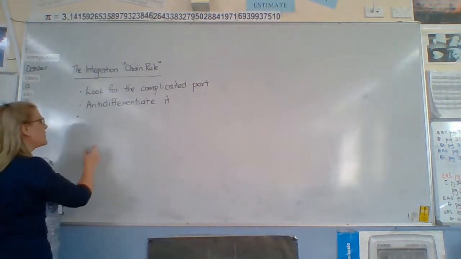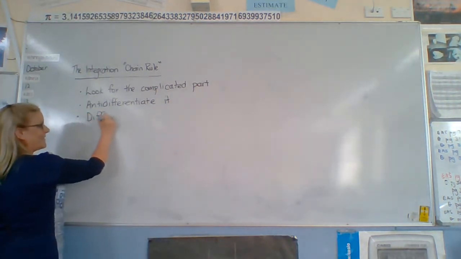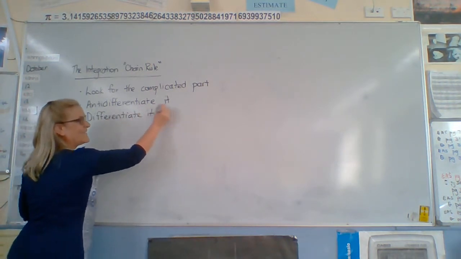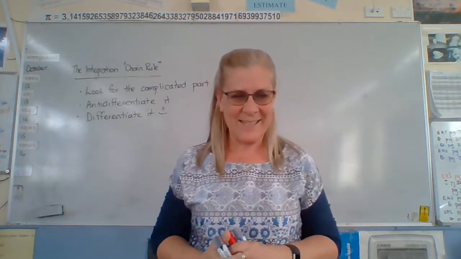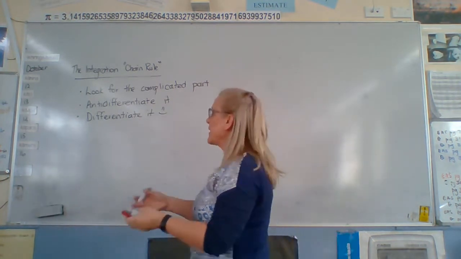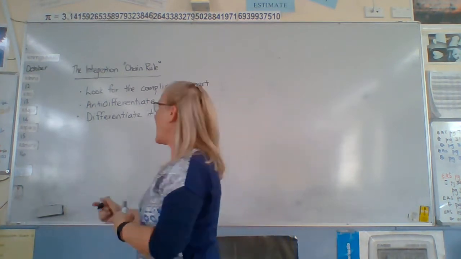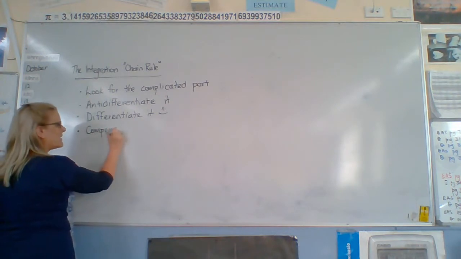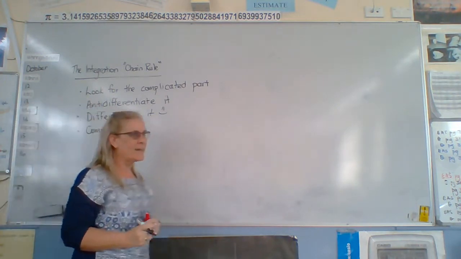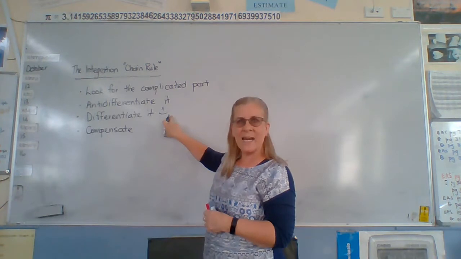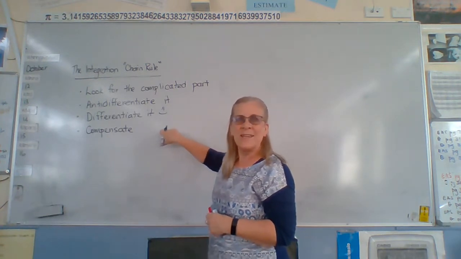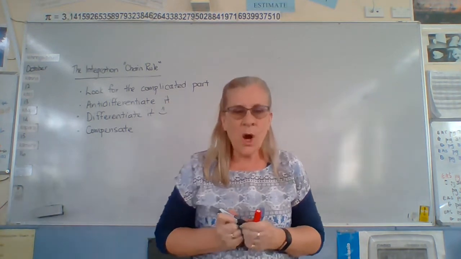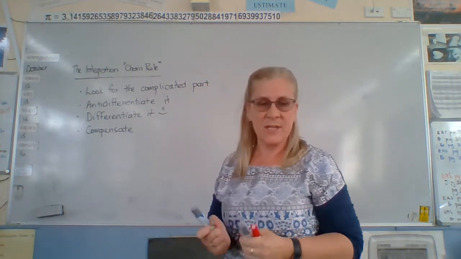Then we're going to go backwards. We're going to differentiate it, right? So we're going to anti-differentiate it, we're going to differentiate it, and then we're going to compensate. We're going to look at it and say, okay, we didn't get back to where we started, so what do we need to do for it to look like what we started with?